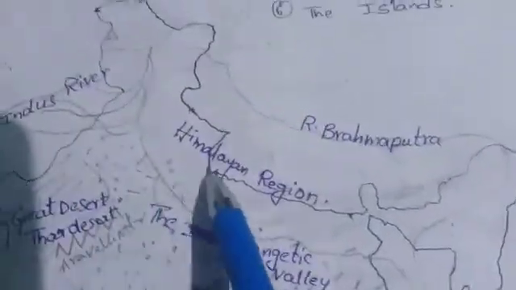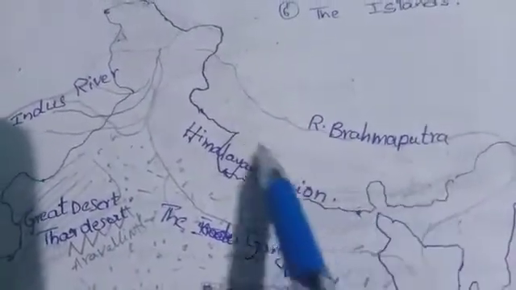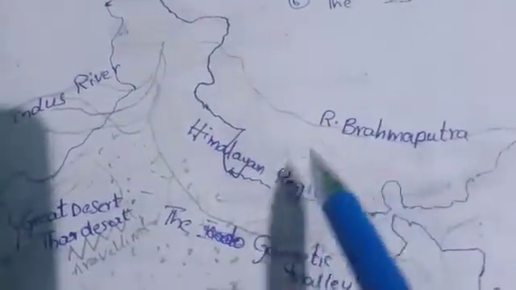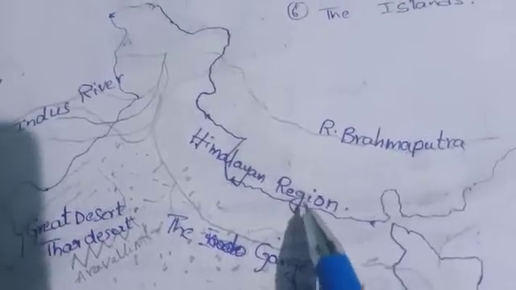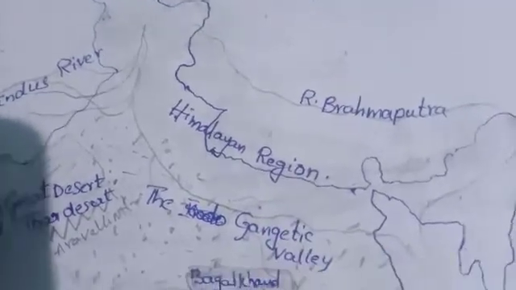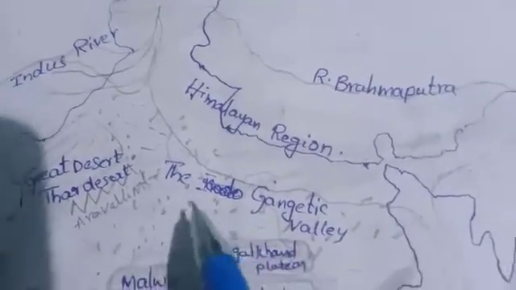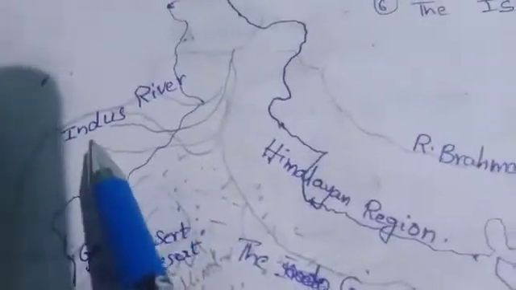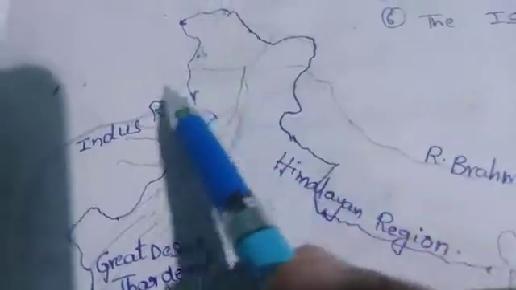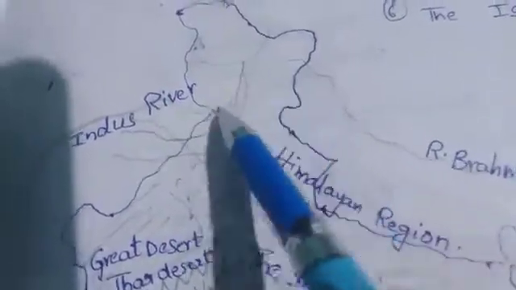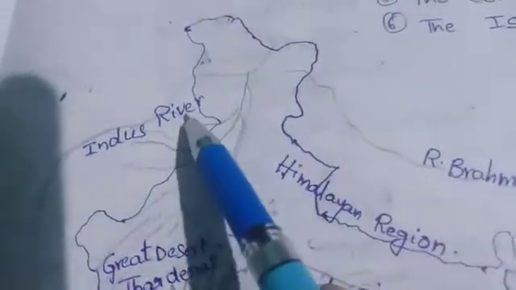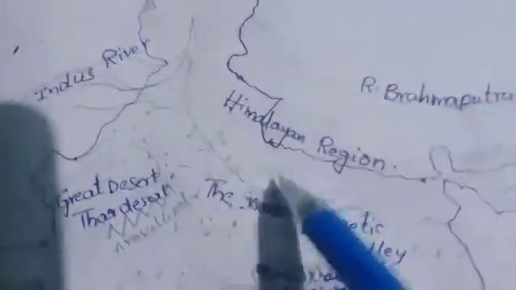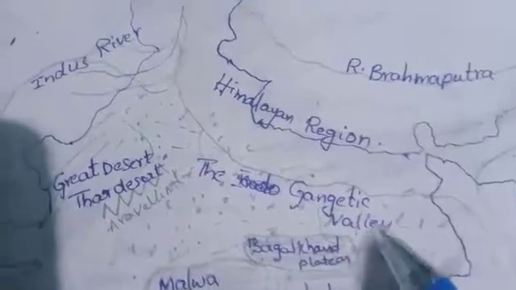First one, Himalayan region. So this is the area of the Himalayan region. Whatever area is located near the Himalayas, we call it the Himalayan region. Next, Indo-Gangetic Plain. So observe here, this is the Indus River. The area or location which is near the Indus River we call the Indus Plain.